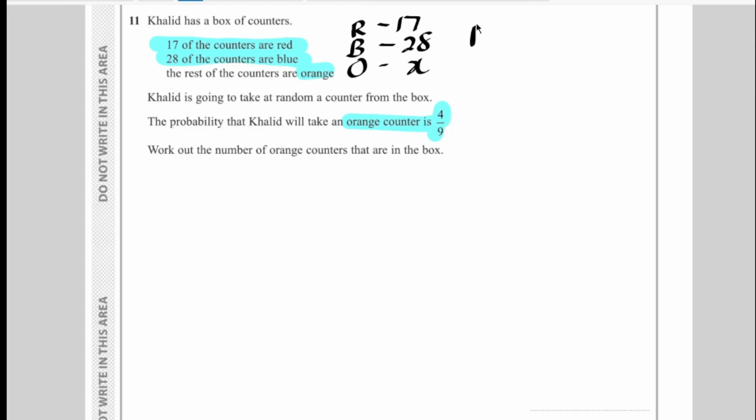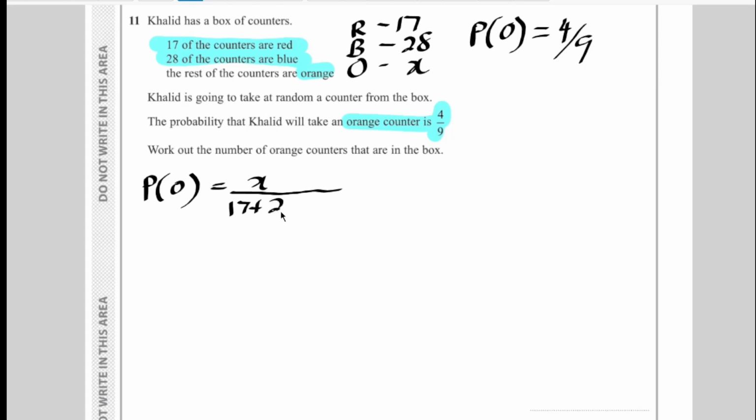Then I can write the probability of orange equals 4/9. Right. And in the other way, getting probability of orange using the details here, I can write it is x over 17 plus 28 plus x. Now I can write that x over 17 plus 28 plus x is equal to how much?